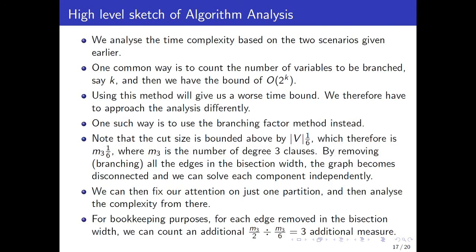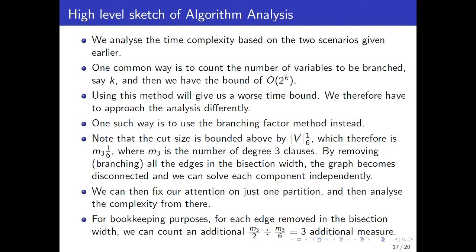Okay, so right now we will analyze the time complexity based on these two scenarios given earlier. One common way is to count the number of variables that need to be branched, say k, and then we have the bound of O(2^k). However, if we were to use this method, this will give us a worse time bound, and therefore we have to approach this analysis differently. So one way is to use the branching factor method instead.